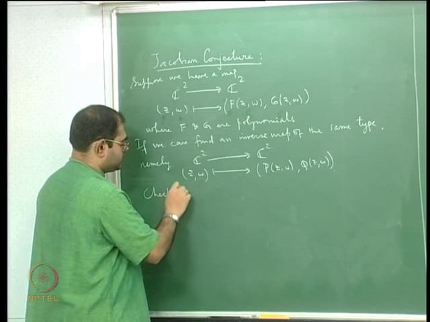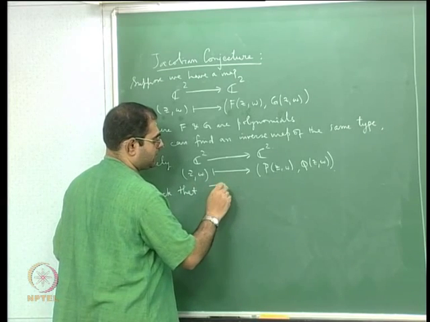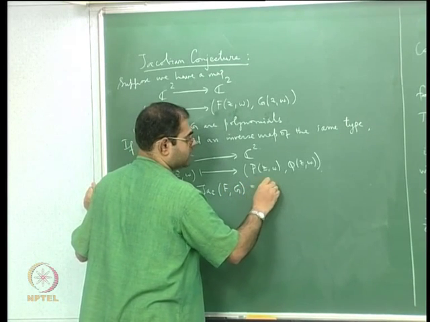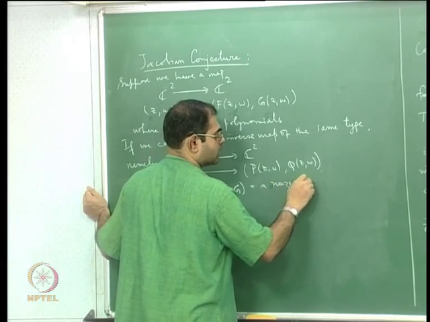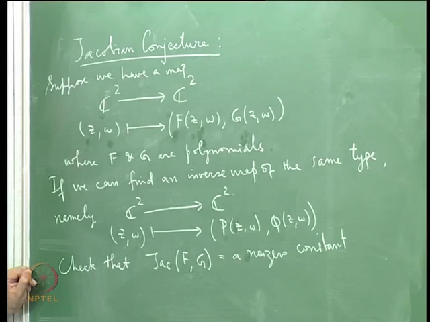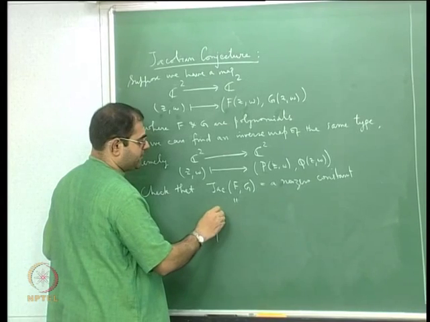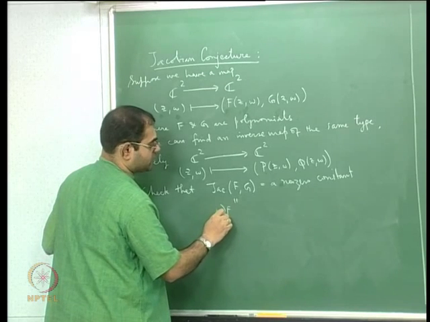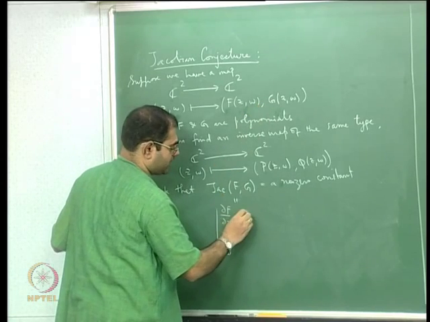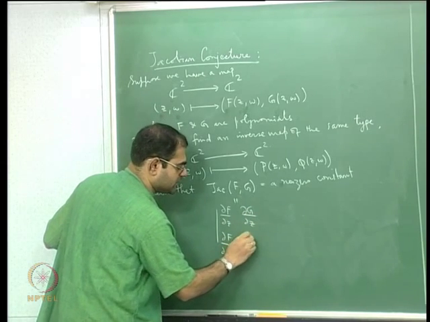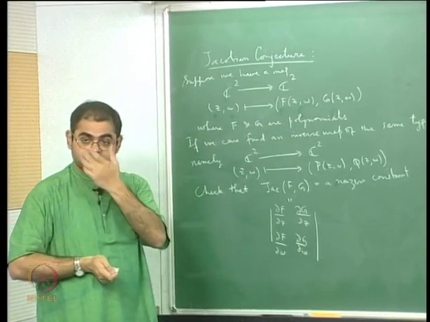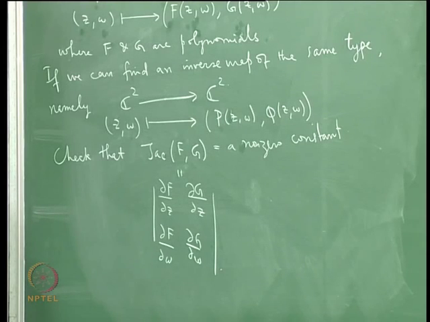Check that the Jacobian of this pair F, G is equal to a non-zero constant complex number, and that will hold also for the Jacobian of P and Q. Of course, the Jacobian of F and G means you take the determinant of the partial derivatives of F with respect to both variables, ∂F/∂z, ∂F/∂w, then you do it for the other function, ∂G/∂z, ∂G/∂w. This is the Jacobian determinant. Mind you, F and G are polynomials in two variables. If you take partial derivatives, again you are going to get polynomials in two variables, okay.